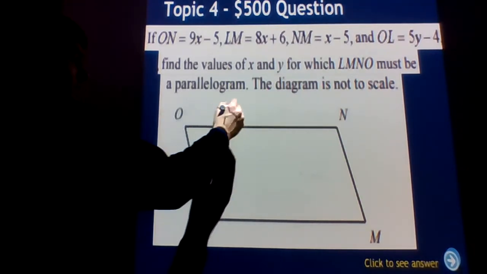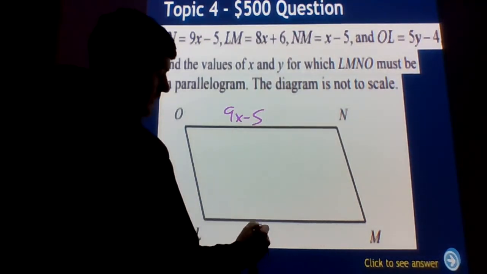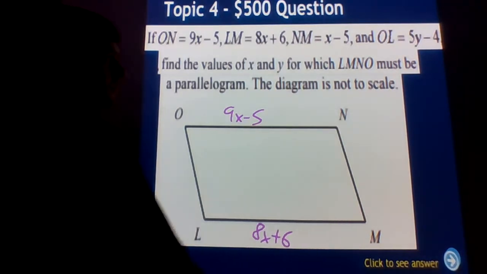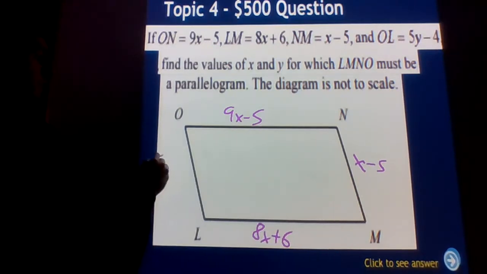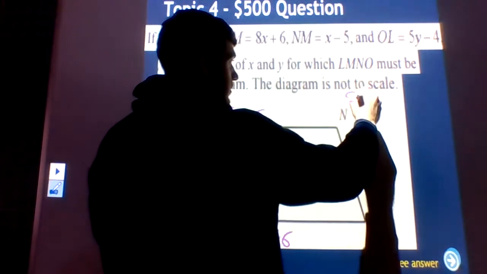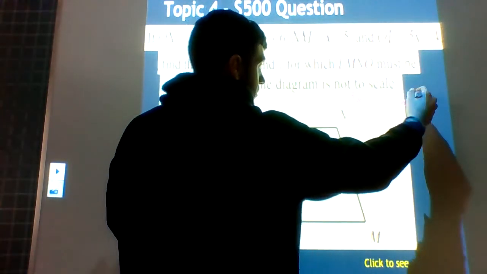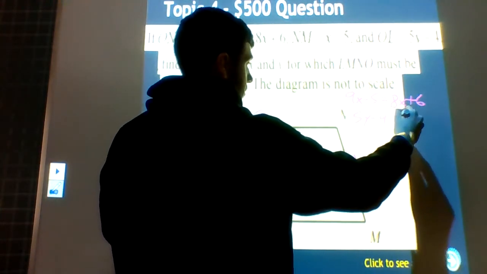N is 9x minus 5. LM is 8x plus 6. NM is x minus 5. And OL is 5y minus 4. Okay, it's a parallelogram. Opposite sides of parallelograms are congruent. So 9x minus 5 equals 8x plus 6. And then 5y minus 4 equals x minus 5.